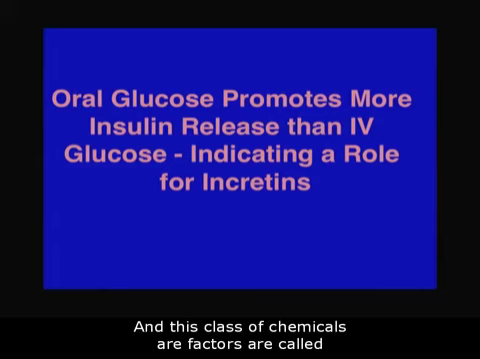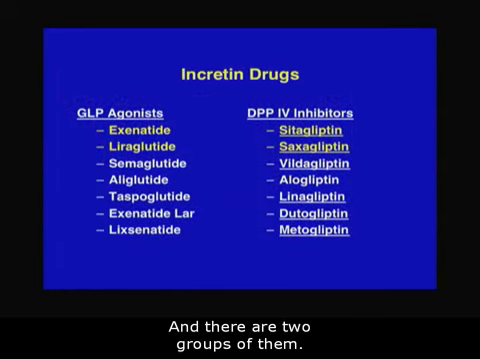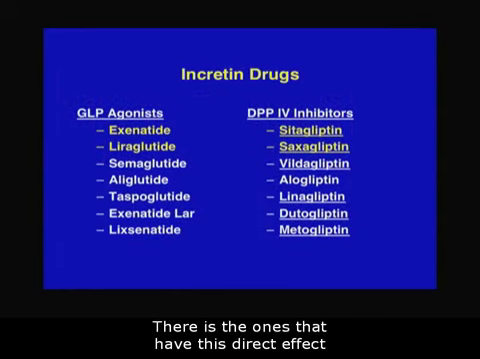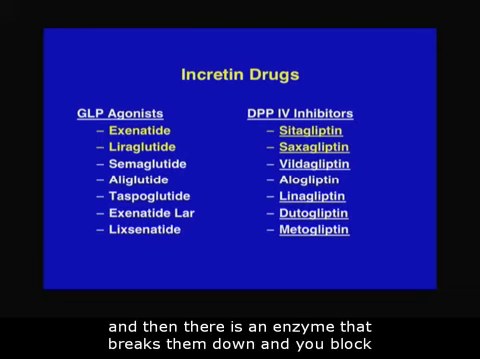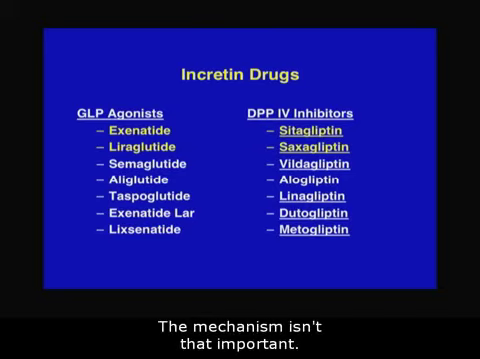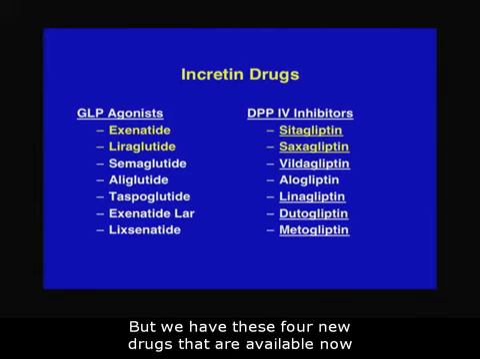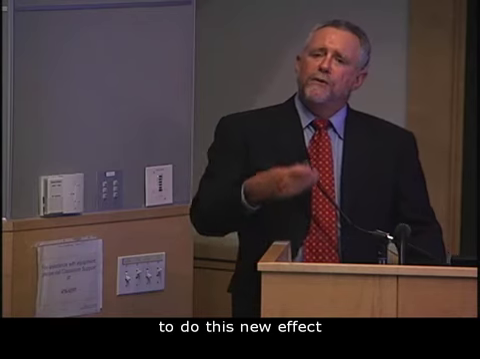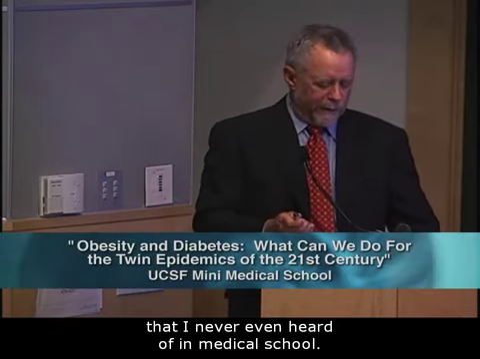And this class of chemicals, of factors, are called the incretins. And there are 2 groups of them. There's the ones that have this direct effect, and then there's an enzyme that breaks them down, and you can also block that enzyme, and that makes the naturally occurring incretin last longer. So the mechanism isn't that important, but we have these 4 new drugs that are available now to do this new effect that I never even heard of in medical school.